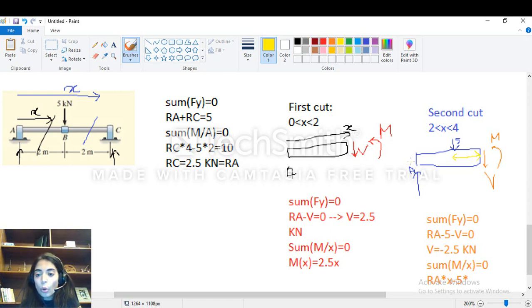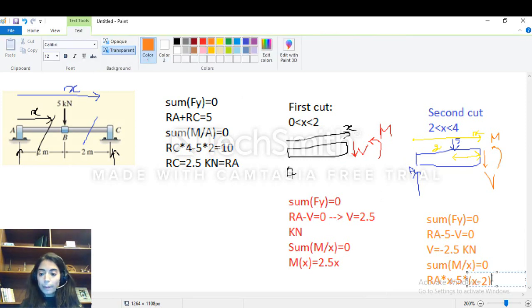It is basically all the x, because this is x. I know that this is x, alright? So, it is all x minus this distance from A to 5, which is 2. So, it is x minus 2. So, let's continue the equation. X minus 2 minus m is equal to 0. So this is the equation of the moment.